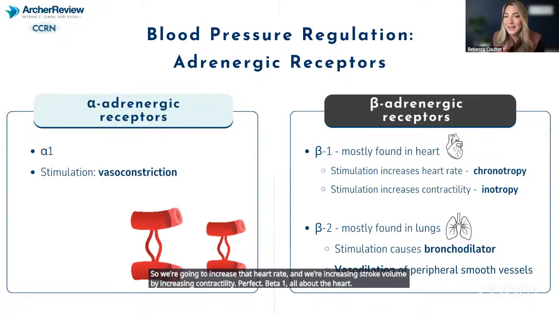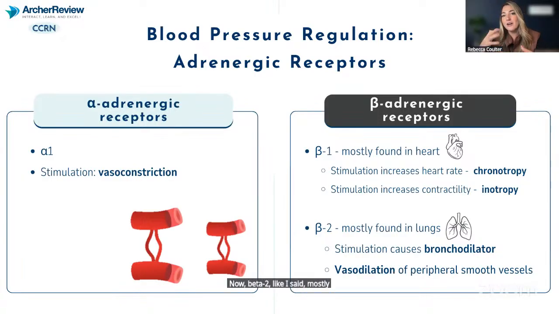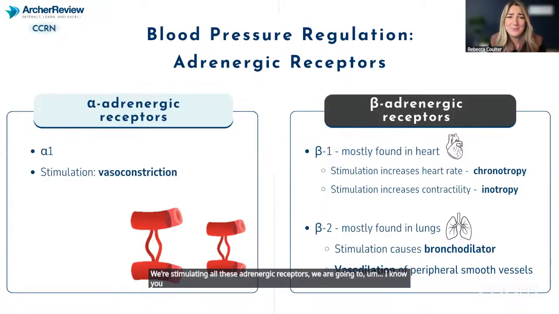Now, beta 2, like I said, mostly found in the lungs. When our fight or flight response is stimulated and we're stimulating all these adrenergic receptors, we are going to, I know you can't see chat participation. That is on purpose. It's just so that you can think independently and aren't distracted by the chat. So I can see all the answers, but y'all only see what you put in.